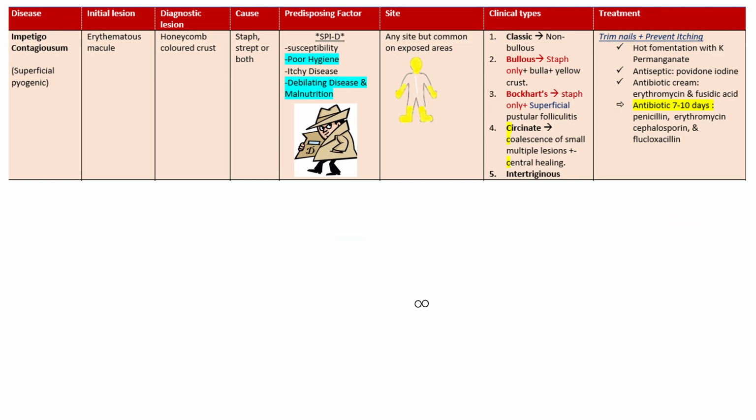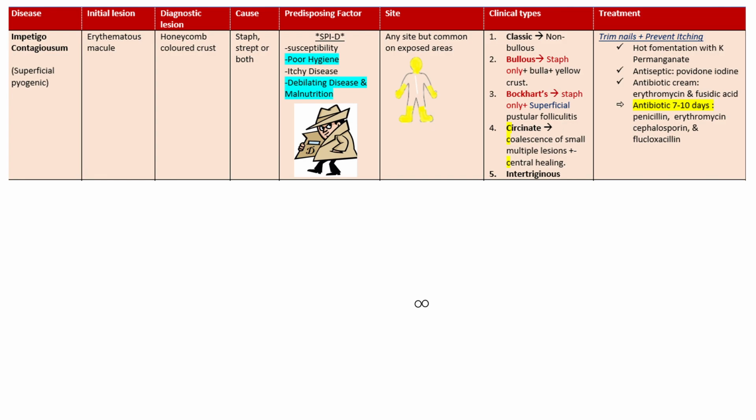First of all, it's a superficial pyogenic infection. Pyogenic means that it's caused by a pus-forming organism, or there is pus formation. However, superficial is more important, because superficial means that it does not cross the basement membrane. This also means that it will not leave a scar after healing. It heals with normal skin.